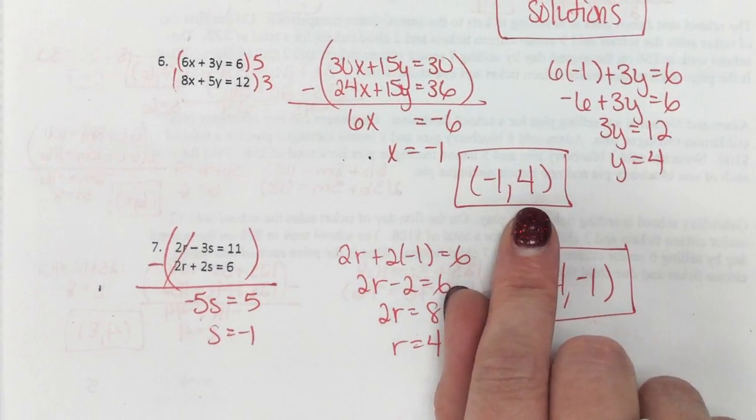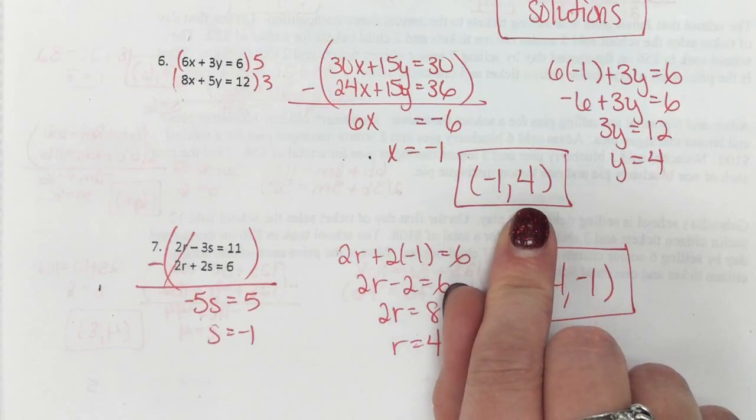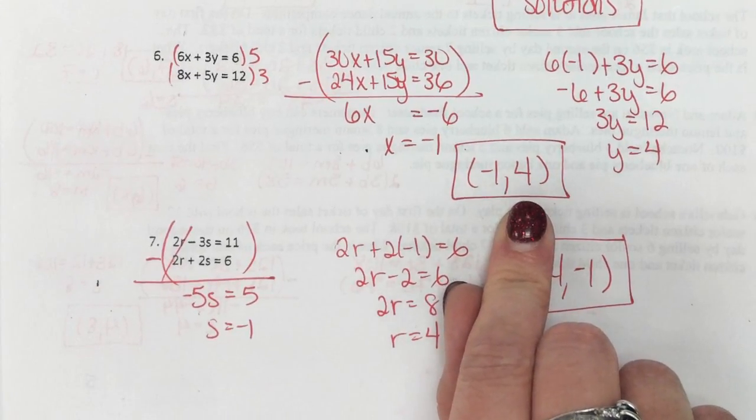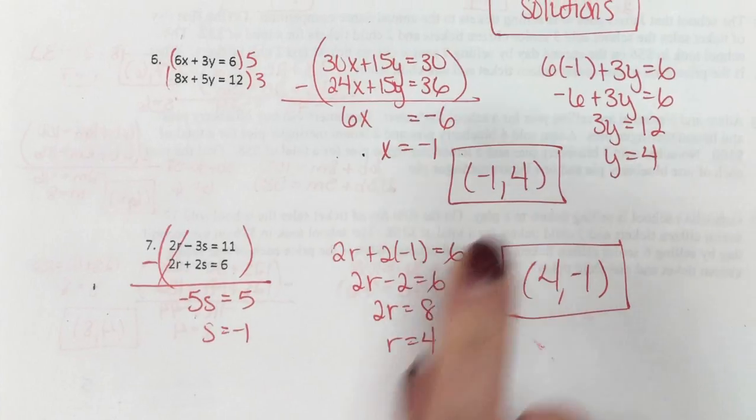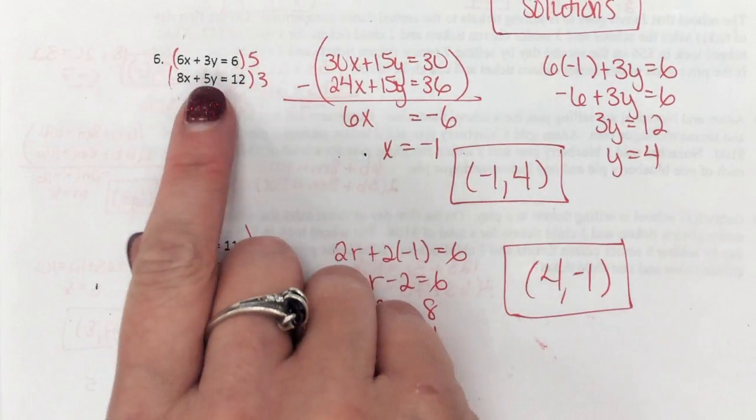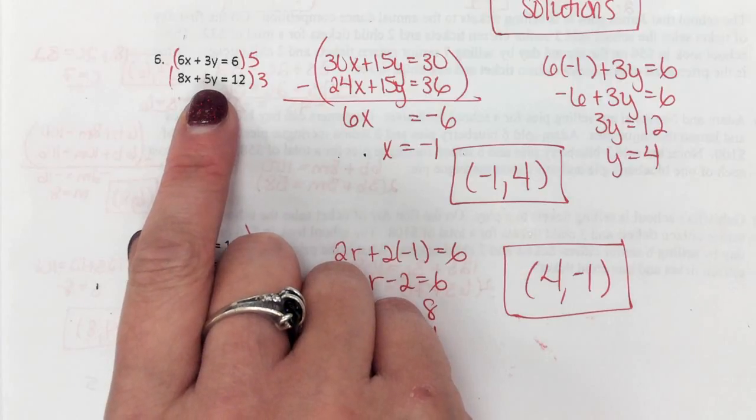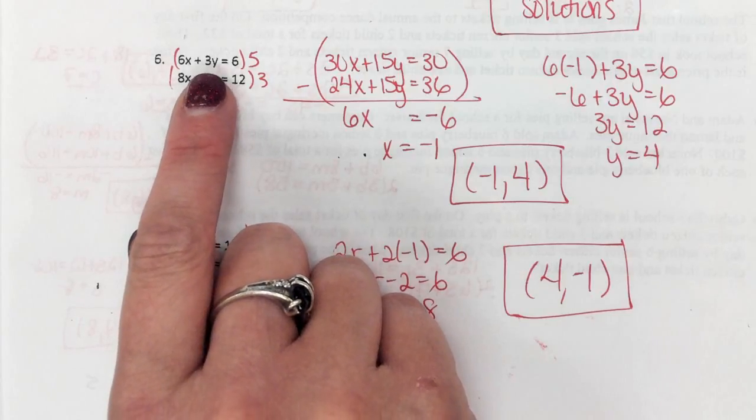Y'all okay with that one? If you got it wrong, just scratch your answer through and write the right answer. Do I need to go over this one? Yes? Okay, so let's see. I got the y's to be the same. 3 and 5 goes into 15. So I multiplied this one by 5 and this one by 3.